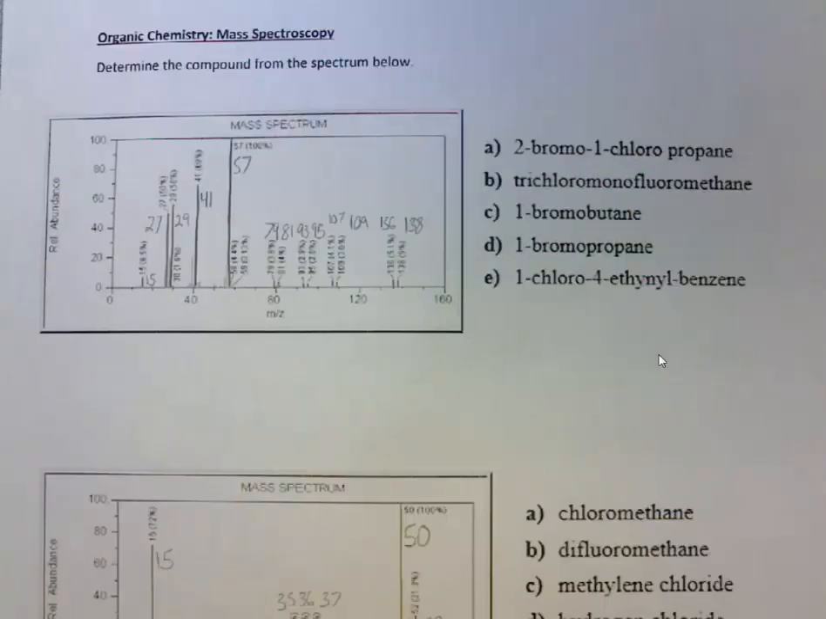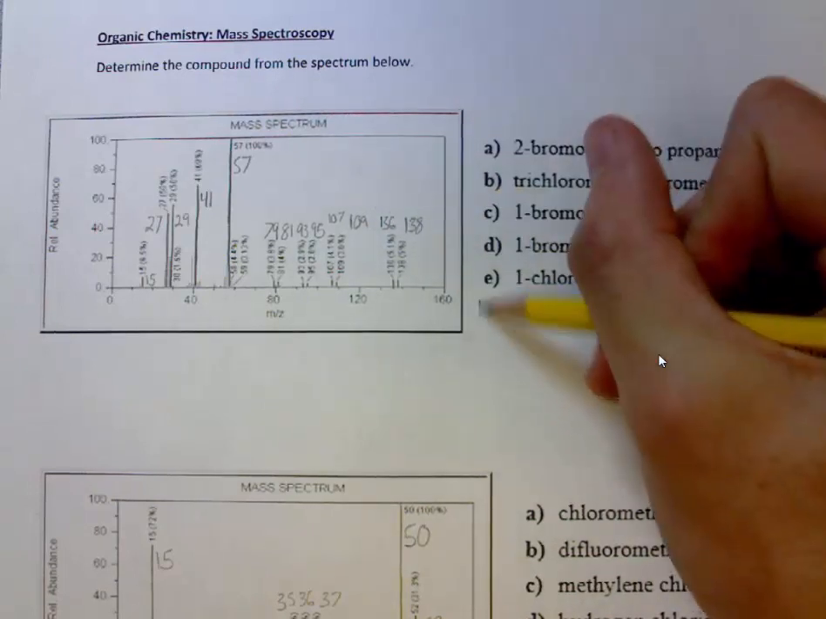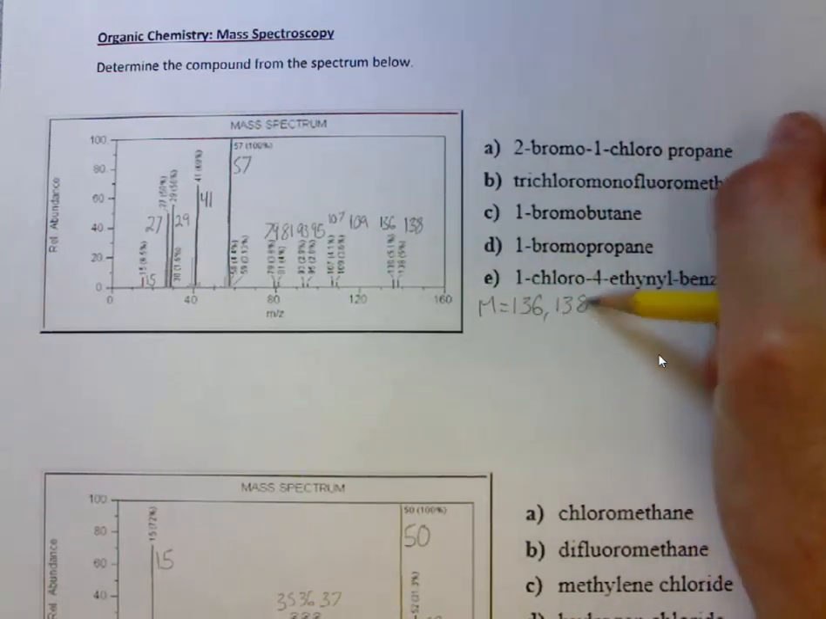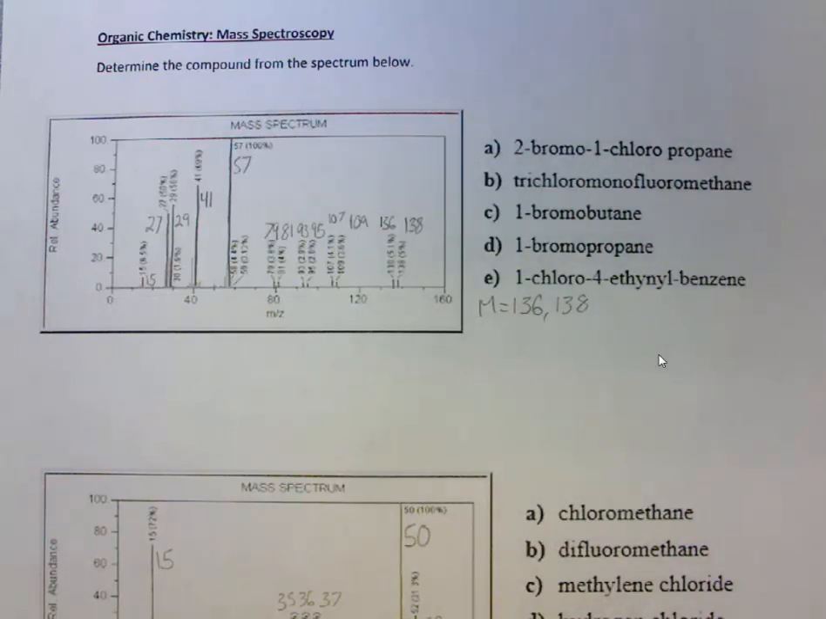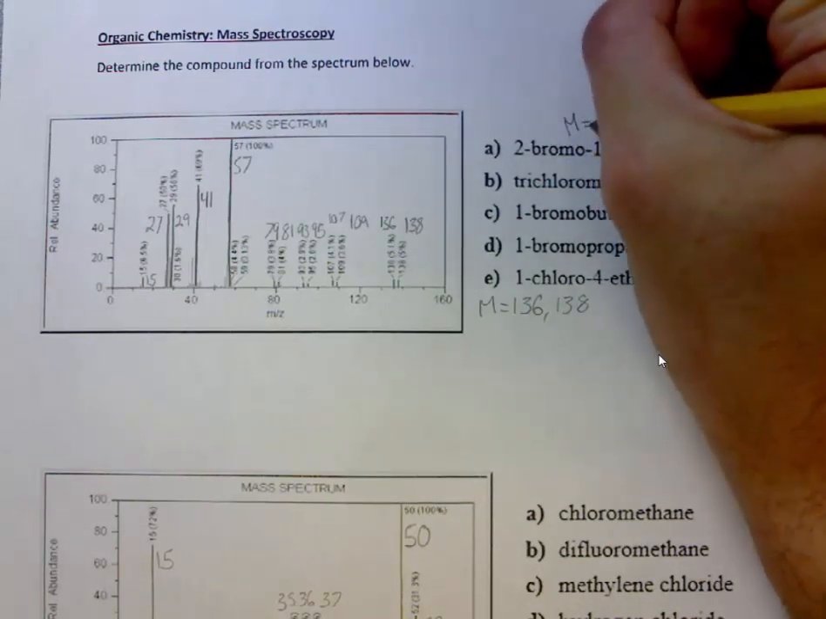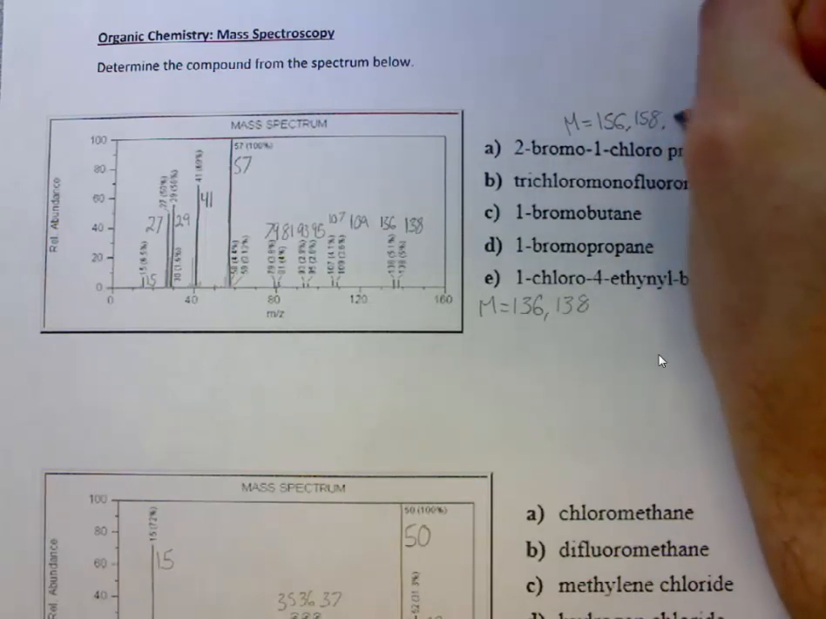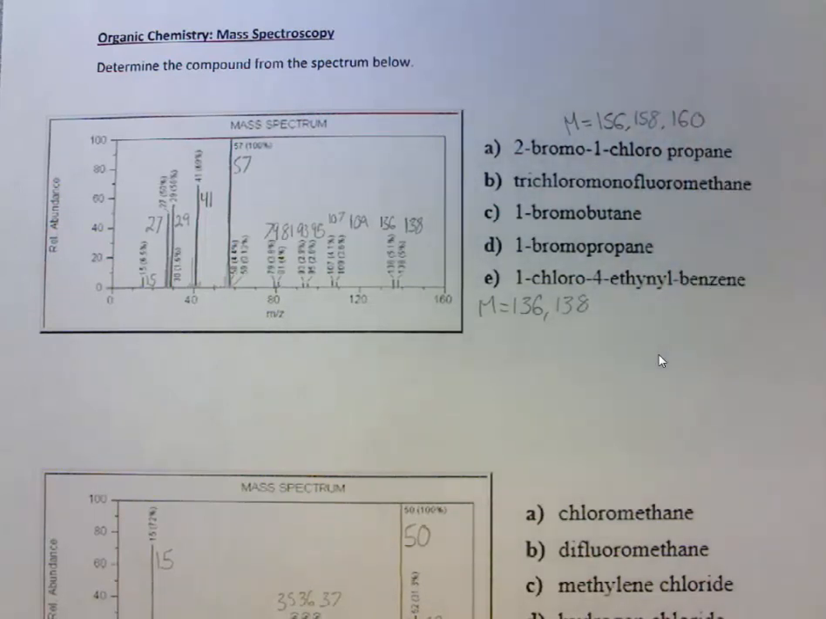For this one, we have an M value of 136, or M plus 2 at 138. If we look at A, the M value is going to be much higher. Therefore, A cannot be the correct answer.